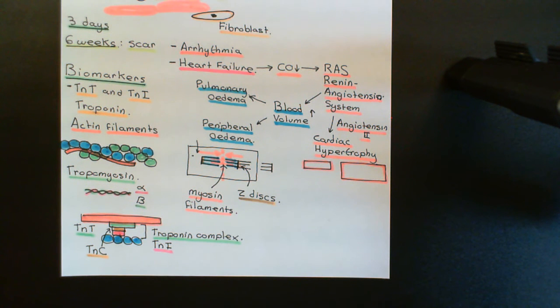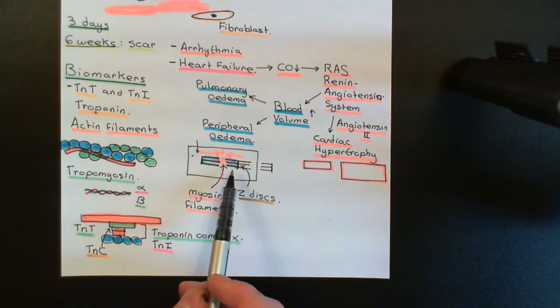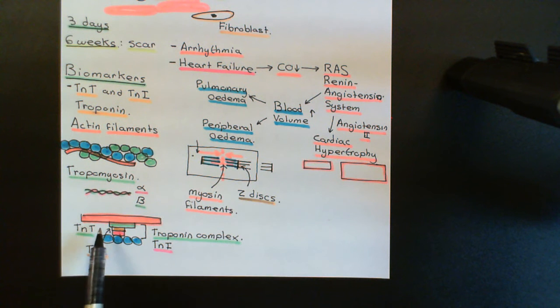Now let's actually talk about its use as a biomarker. So troponin proteins, they're also really important in skeletal muscle cells. However, the actual protein that is used in the troponin complexes in cardiomyocytes is different from the troponin proteins that are used in skeletal muscle cells. So skeletal muscle cells have this exact same system.